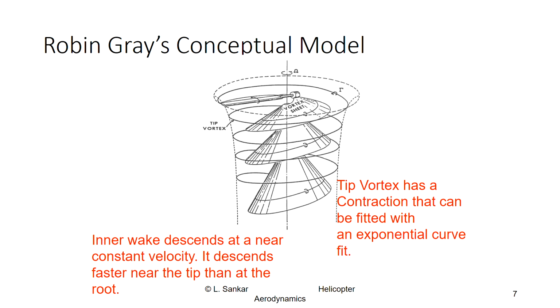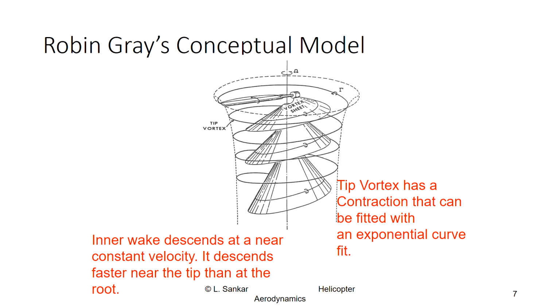So Robin Gray was able to take a picture of all of these things, and he was able to come up with a curve fit for the descent rate. That means the rate at which the tip vortex is descending from the rotor disc, as a function of the blade location, think of it as azimuthal location. Azimuth 0 is behind the pilot, let's say. 360 is one full revolution. 720 degrees is two full revolutions, and so forth.